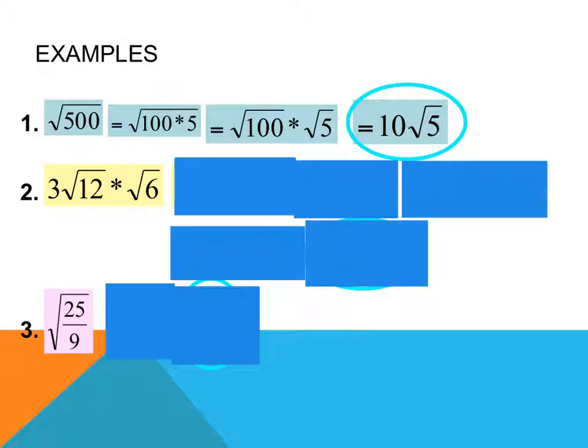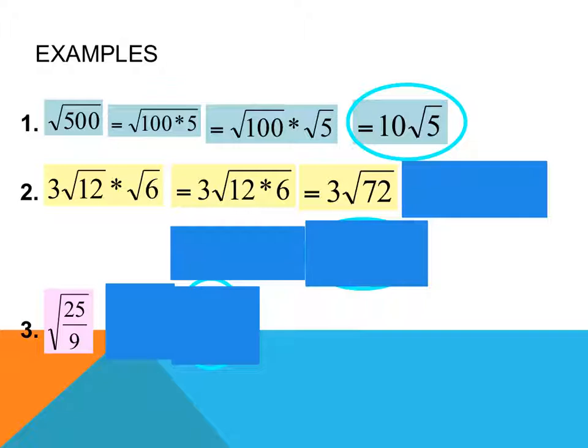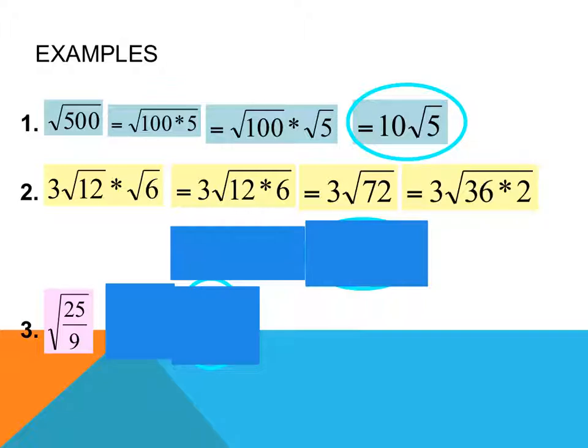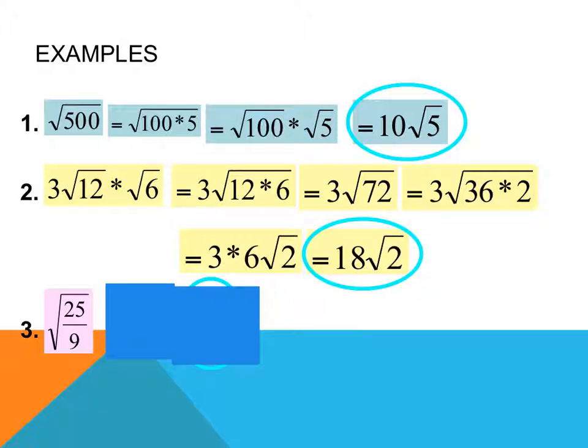Second one, you have 3 times the square root of 12 times the square root of 6. If you have one like this, you multiply the two square roots together first and combine those, and that's going to give you 72. Now if we look at 72, we're looking for the biggest perfect square factor, which would be 36 and 2. Again, you take the square root of 36, which is 6, and then last is to multiply the two numbers on the outside, which would be 18 times the square root of 2.